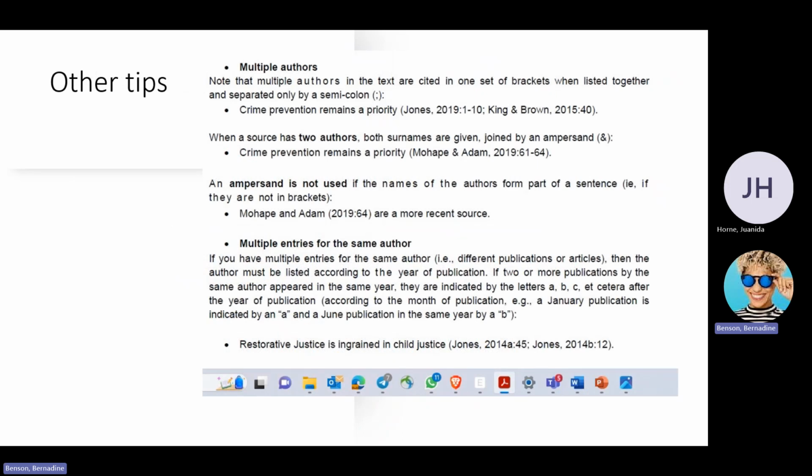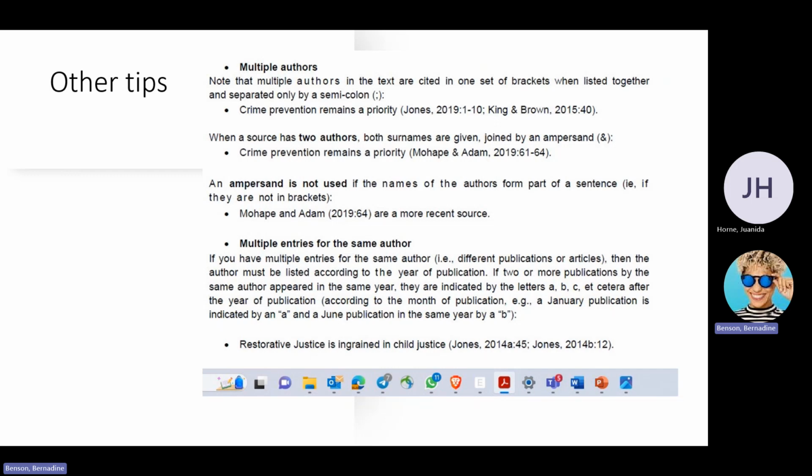Okay, other tips. Multiple authors in the text are cited in one set of brackets when they are listed together, and they are separated by a semicolon, not a colon. And you will notice that this one is listed alphabetically. So Jones comes before King and Brown.